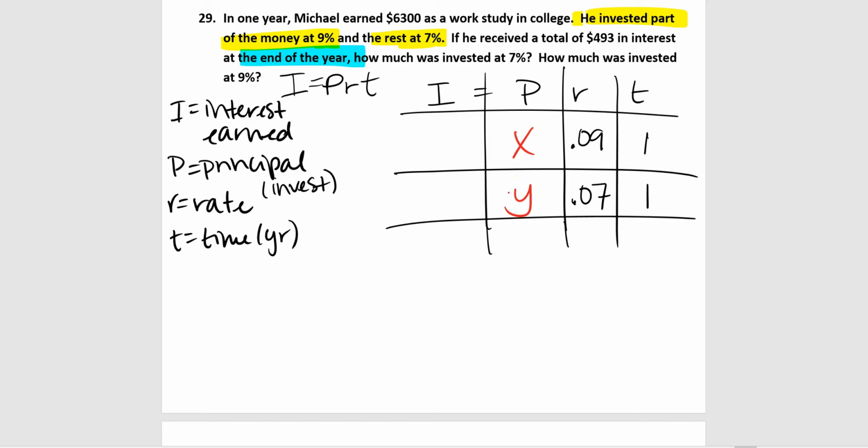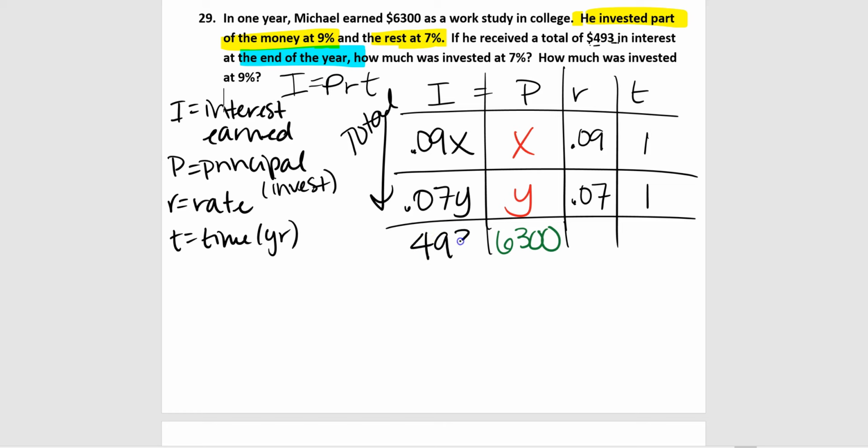All right, so now he invested a total of $6,300. If we make these columns represent totals, we'll put that total amount here, 6,300. So what goes under I? Remember, P times R times T equals I. So X times 0.09 times 1 will equal 0.09X. Then Y times 0.07 times 1 will be 0.07Y. And his total interest received was 493, so that would be your total down here.